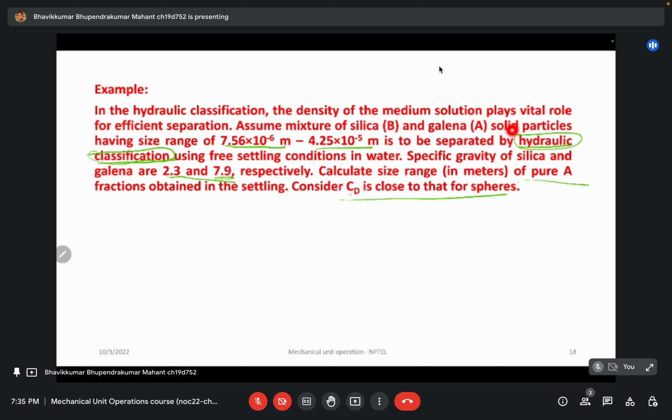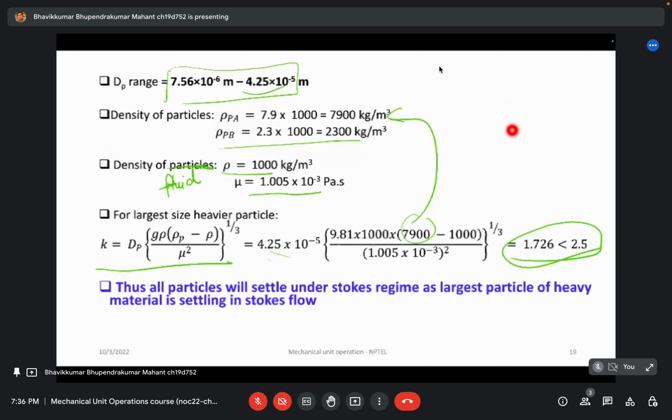Most of the time they will give you the CD value close to spheres. CD for the sphere is 0.44, and every time you will take the ratio, so this will cancel out and you will get directly the ratio of the diameters. We already discussed this, but if someone joined now, we will discuss again. This is our diameter range. Density of particle is given as specific gravity, so you have to multiply by 1000 to get the densities. You will use water as the fluid, which has a density of 1000 and viscosity of 1 into 10 to the power minus 3 pascal second.